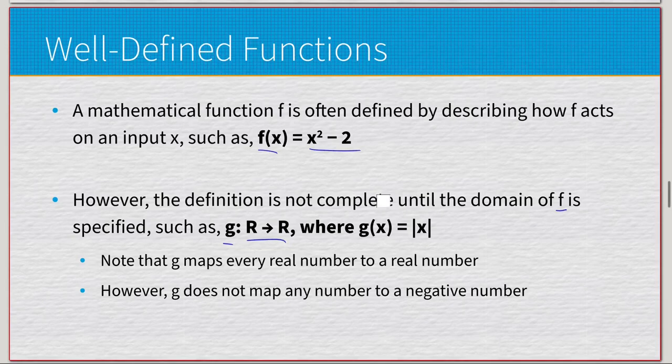But if we take a look here, we see that g of x equals the absolute value of x. Note that g maps every real number to a real number. However, by the process of this function, g does not map any number to a negative number because absolute values can never be negative.